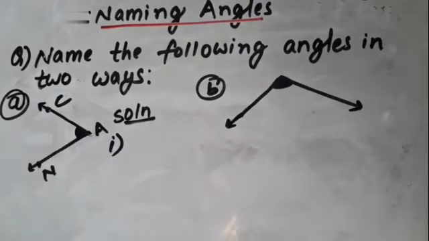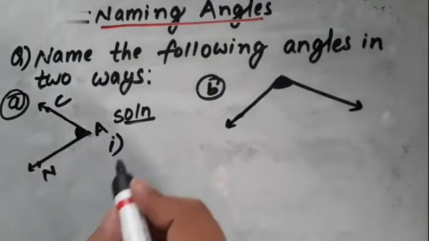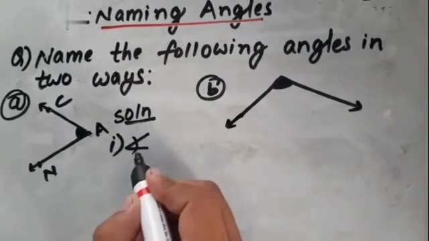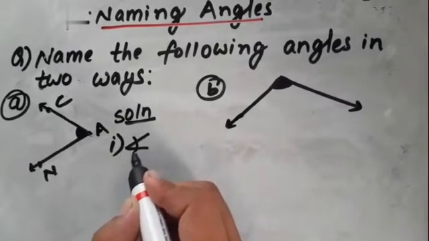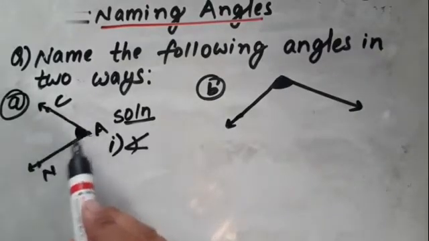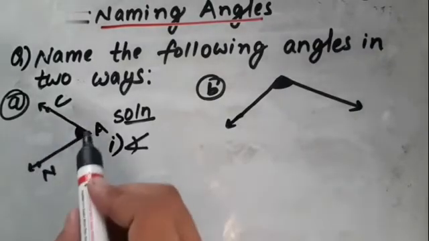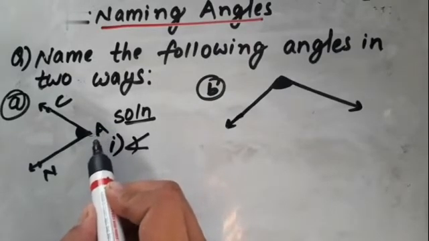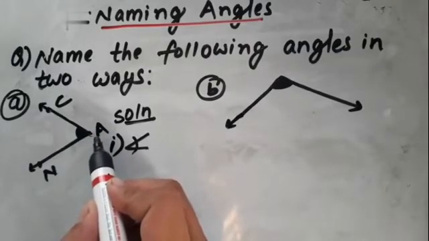First of all, you have to write the symbol of angle while naming the angle. This is the symbol of angle. Always you must write this. This is compulsory. Now let's see the question. As you can see, A is the vertex. So A must lie in the middle.